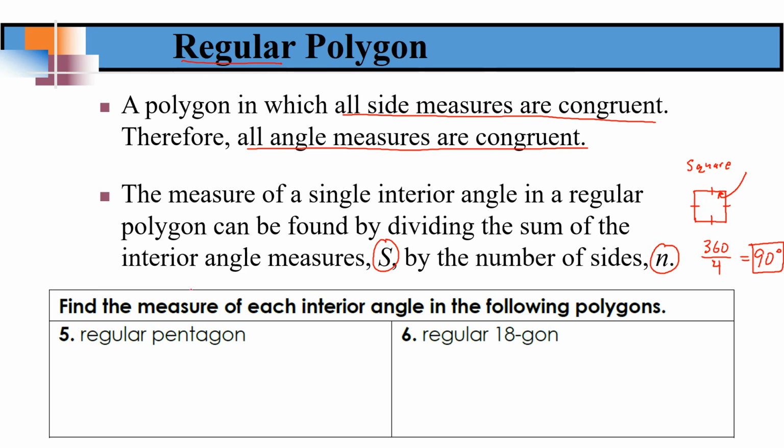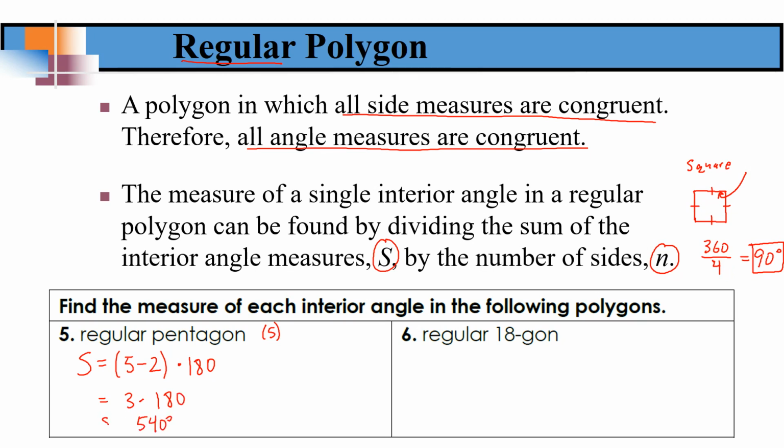So let's try examples 5 and 6. Here it says find the measure of each interior angle of the following polygons. It says regular pentagon and regular 18-gon. Now, a reminder, a pentagon has 5 sides. So first thing we'll need to do is find our sum. S equals parentheses 5 minus 2 times 180. Well, that gives us 3 times 180, which gives us 540 degrees.